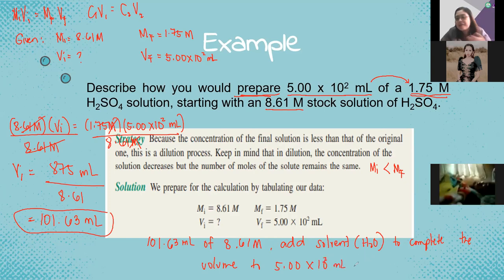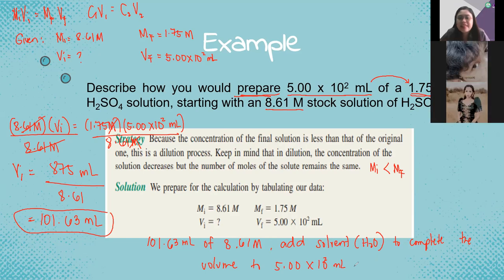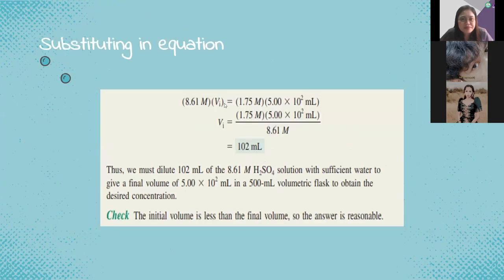It's just the process. Ganun lang yung process niya. Meron kang 101.63 mL ng 8.61 molar, mag-add ka ng solvent hanggang ang volume niya ay magiging 500 mL. The 5.00 times 10 raised to the power of 2 is equivalent to 500 mL. Automatic class yung concentration niya ay 1.75. Okay? Questions? This is the answer actually, pero naka-round off kasi ito.